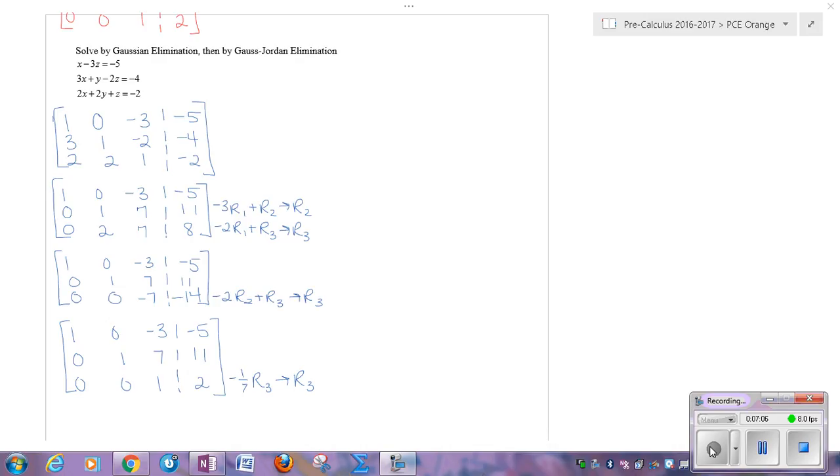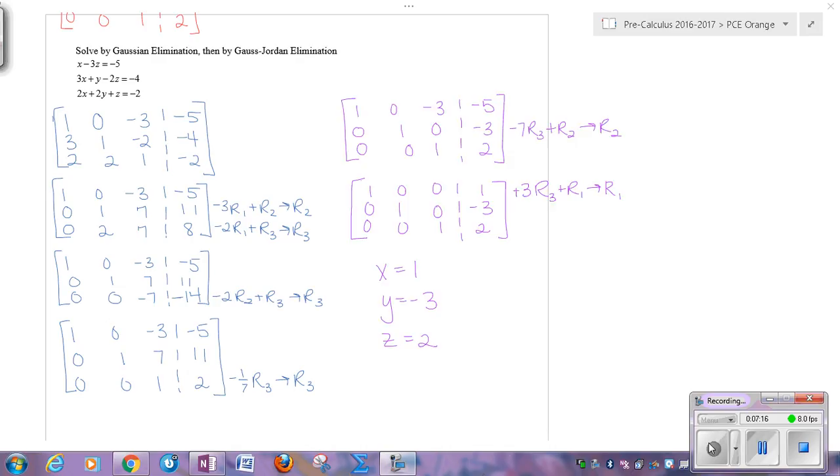So if you've gotten to this point, go ahead, pause the video, and now use your Gauss-Jordan elimination, put it in reduced row echelon form to get your solutions. As you can see in the last two matrices, you could have done this all in one matrix if you wanted to. I could have taken this last matrix and done 3 times row 3 plus row 1 replaces row 1. That could have been done in one matrix.